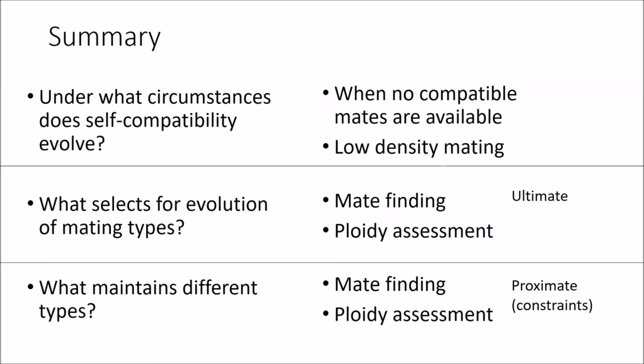But then what maintains the different types? It's most likely proximate reasons. So there are constraints. And again, you want to be able to find a mate and you want to know if you have mated already, yes or no. So we end up with the same answers.